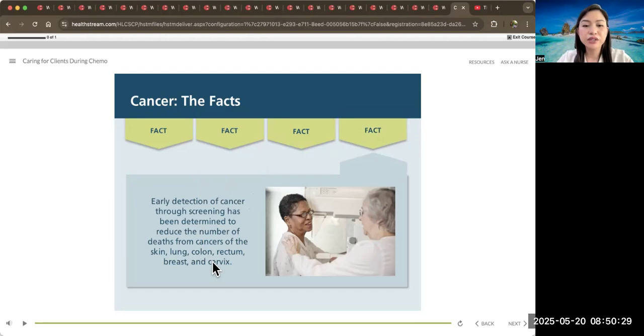Early detection of cancer through screening has been determined to reduce the number of deaths from cancers of the skin, lung, colon, rectum, breast, and cervix.